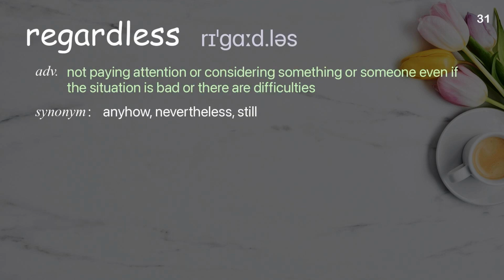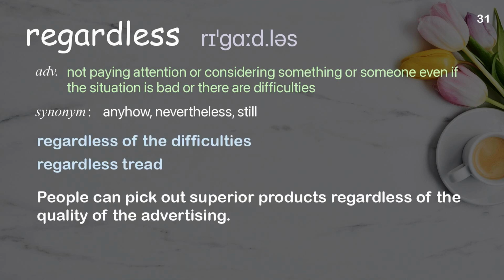Regardless. Not paying attention or considering something or someone even if the situation is bad or there are difficulties. Examples: Regardless of the difficulties. Regardless of the weather. People can pick out superior products regardless of the quality of the advertising.